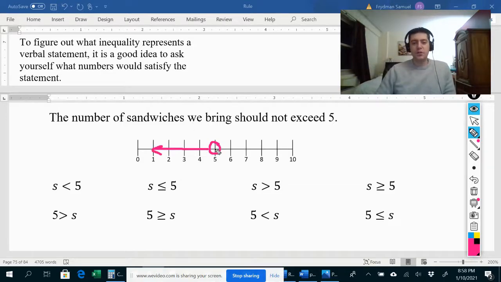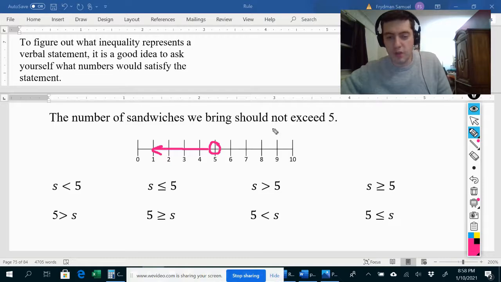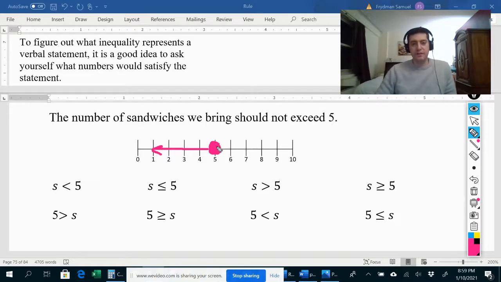Now, what about 5 sandwiches exactly? So to exceed 5 means to be more than 5. Does the number 5 itself exceed 5? Is the number 5 more than the number 5? No, it isn't. The number 5 does not exceed 5, so that's fine, because we do not want to exceed 5. If we choose 5 exactly, then we are not exceeding 5. Okay, so we can shade the 5 in here. Bringing exactly 5 sandwiches is okay for this one.